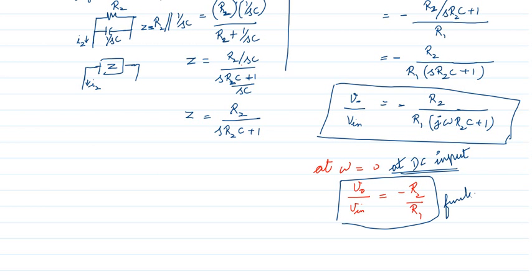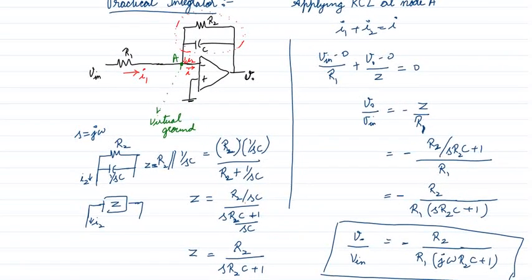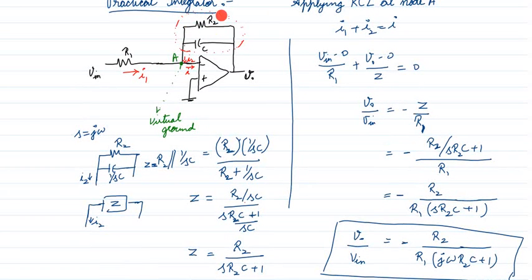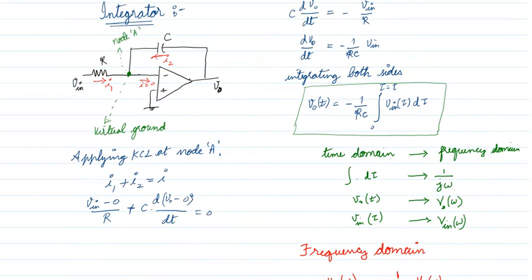We have overcome the problem of the ordinary integrator by going for the practical integrator. In the practical integrator, the only change I have made is that I connected a resistor R2. Now what is going to happen? We are going to change the response.